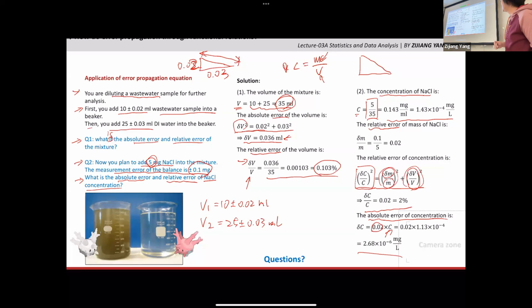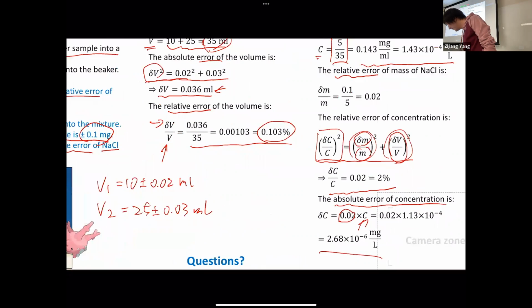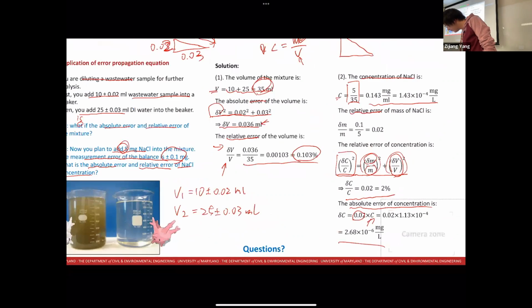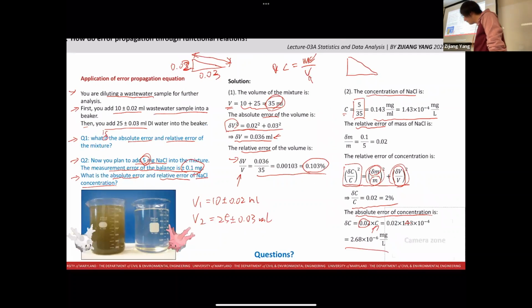So for this one, do you guys have it, or do you have questions? Yes. For the C value on the bottom, where does the 1.13 times 10 to the negative 4 come from? Oh, it should be this one. I guess there's a typo. Sorry. There should be 4.3. You can double check if this result is based on this value.